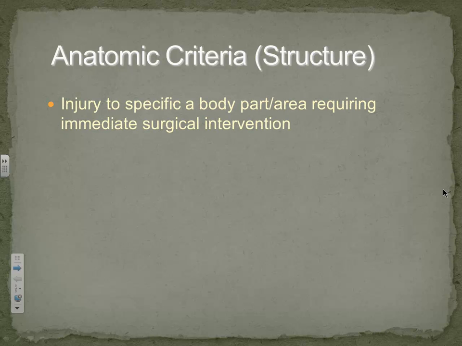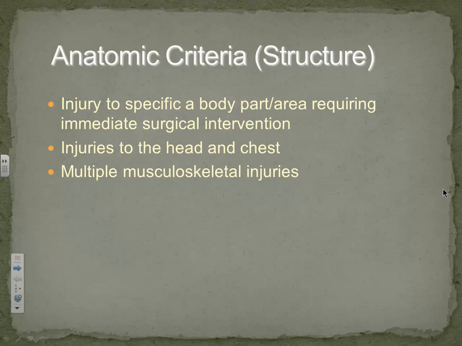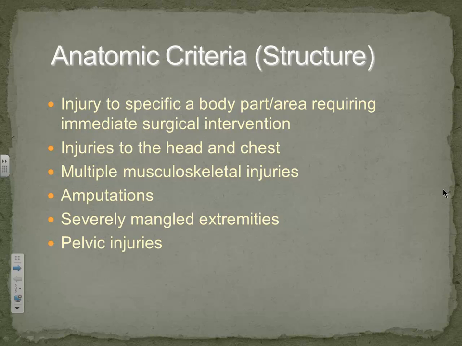Anatomic criteria. This is going to be a body part where there's been some type of injury, maybe an injury to the head, the chest, could be multiple injuries of musculoskeletal type, amputations, mangled extremities, deformities, that kind of thing.